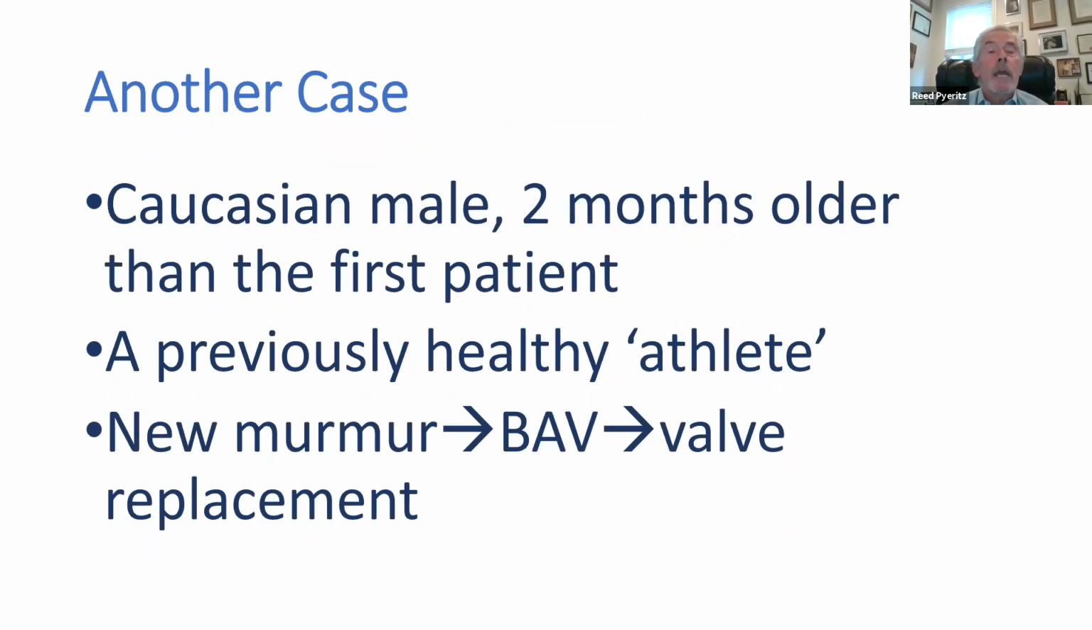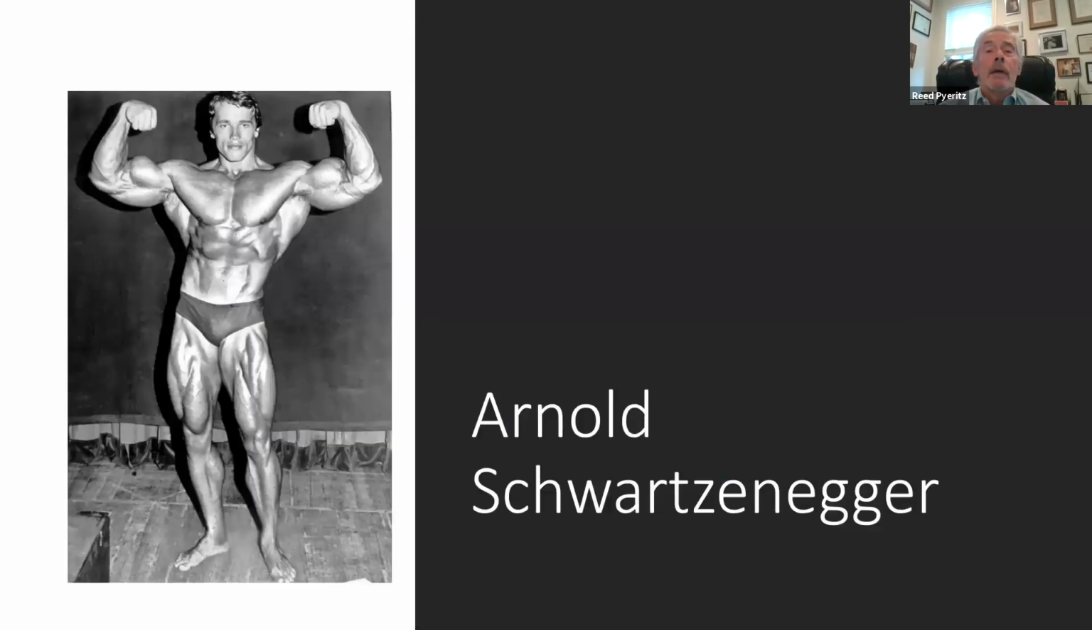So here's another example that I'll share with you of a male who's only 2 months older than I am, very healthy, an athlete, found to have a new murmur, a bicuspid valve, and he underwent an aortic valve replacement as well. Had some complications, had to have it redone, but nonetheless, I felt a certain symbiosis with him, given that we have been through exactly the same thing. And in case you don't understand who this is, that's not me. That's Arnold Schwarzenegger, who is doing very nicely after his bicuspid aortic valve replacement.